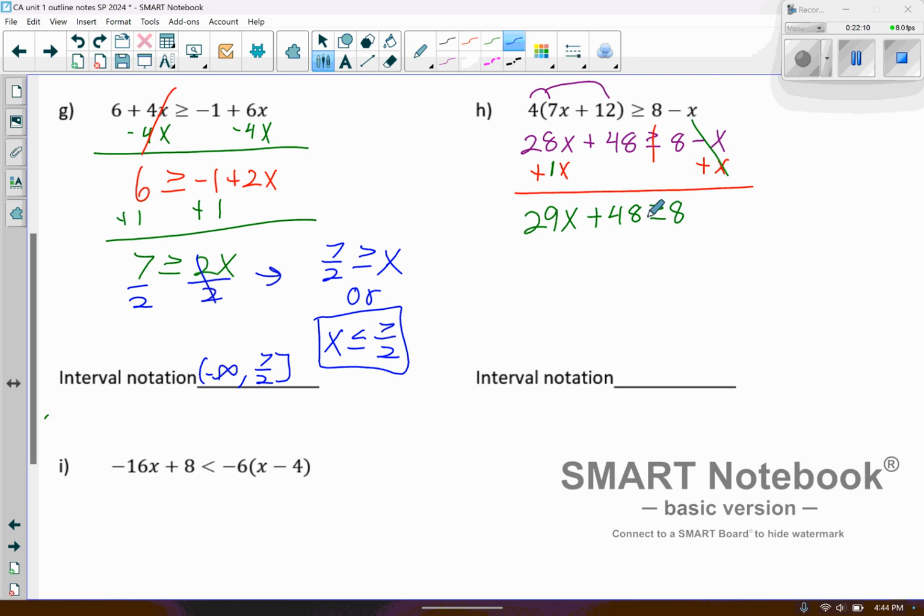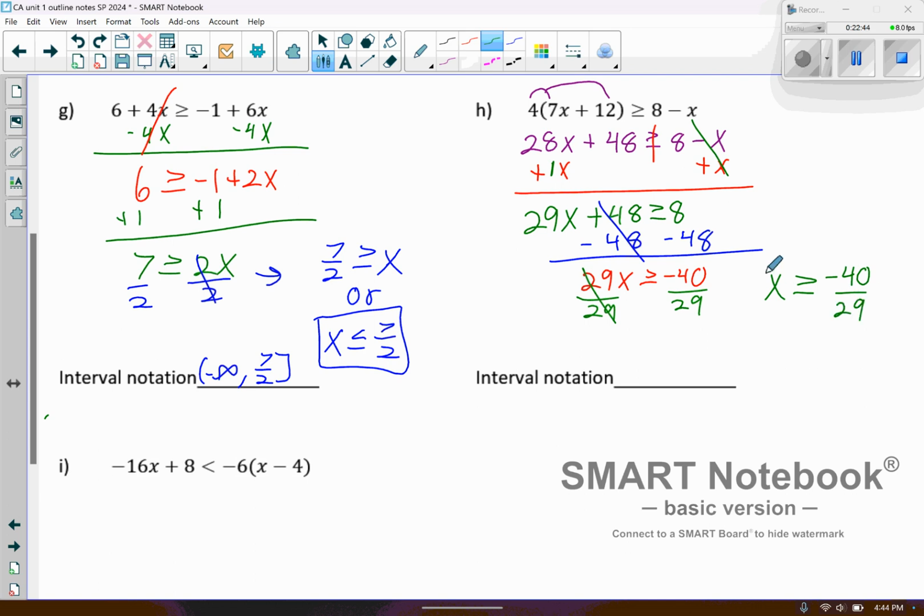And now my next step would be to isolate my x. I isolated it to one side, but now I want to get it completely alone. So I'm going to start by subtracting both sides by 48. And now I'm left with 29x is greater than or equal to, that's going to be a negative 40. And then we'll divide by 29 on both sides. And so we end up with x is greater than or equal to negative 40 over 29.